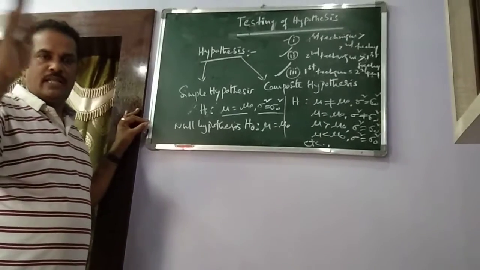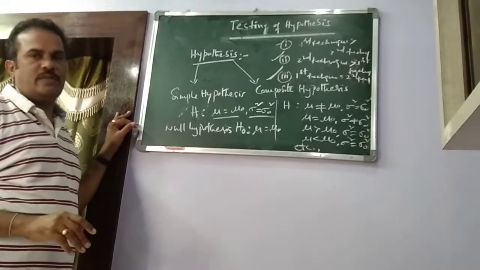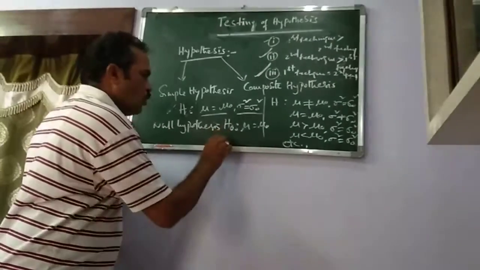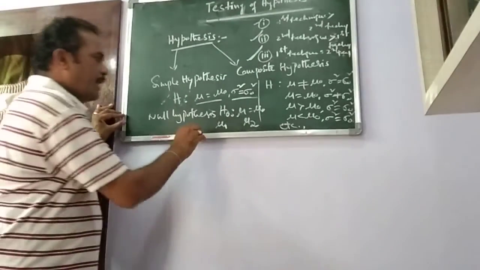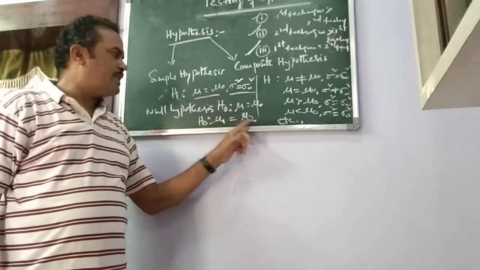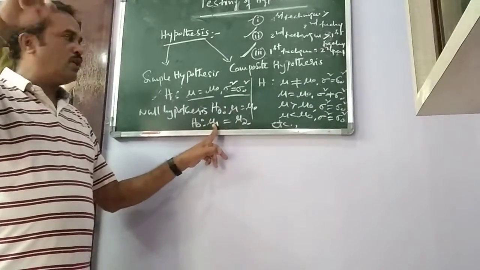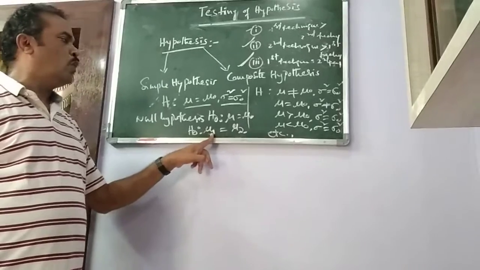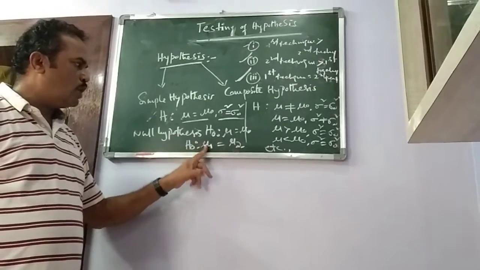Suppose there are two schools. They are calculating the average marks of the students of school 1 and school 2. The average marks of school 1 is mu1, and the average marks of school 2 is mu2. What is the null hypothesis in this case? H naught: mu1 equal to mu2. As I told you clearly in the definition of the null hypothesis, there is no difference between the population parameters. No difference means mu1 equal to mu2.